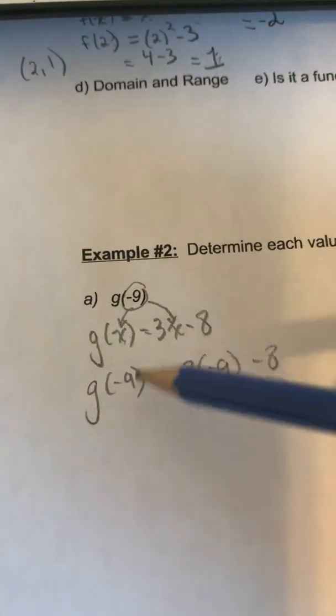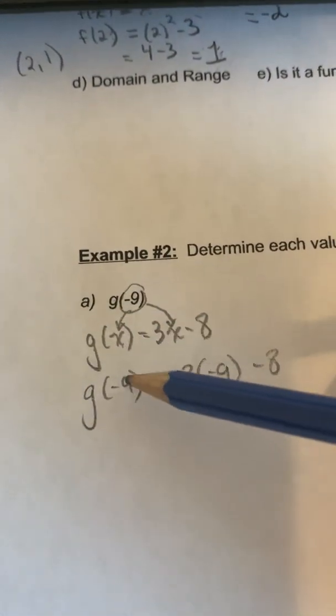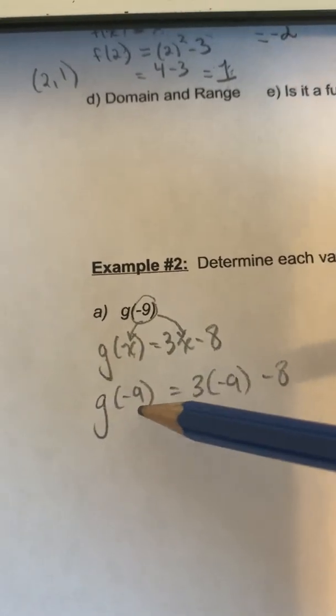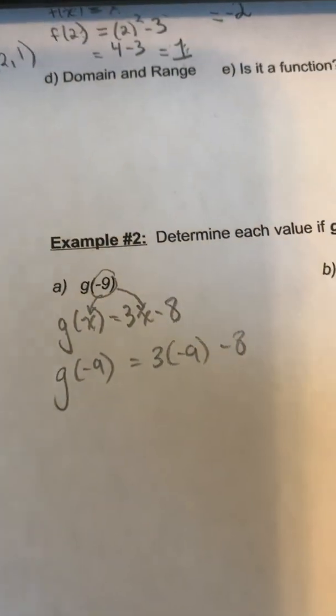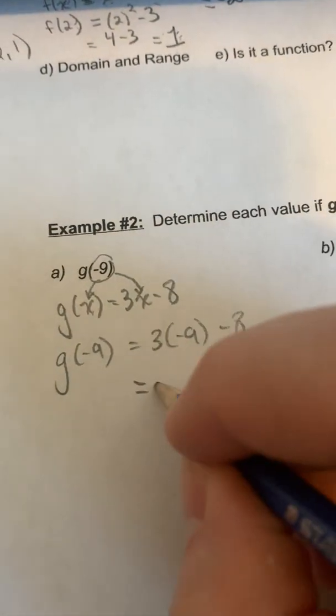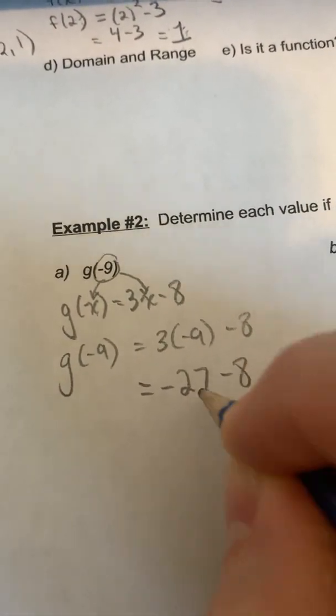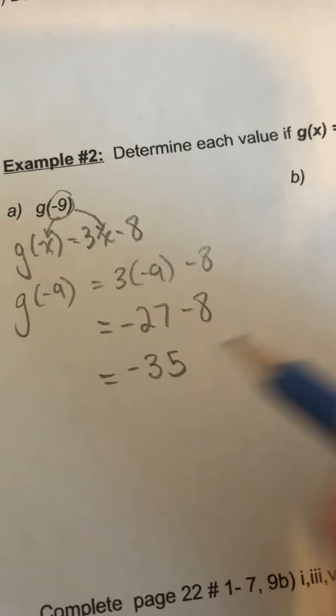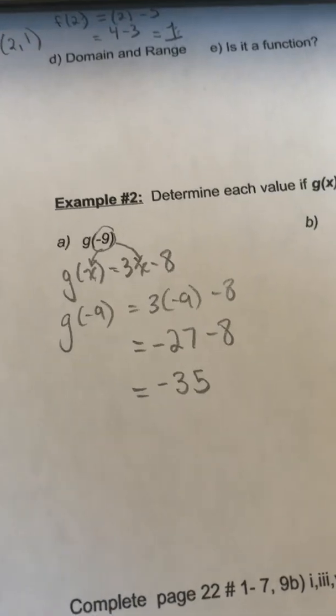Okay, you don't do anything with this side, by the way. Remember, this is the same as y. So this is just y. So they want to know what the y value is when x is negative 9. So we're just going to work with the right side. So 3 times negative 9, negative 27. Subtract another 8, gives me negative 35. Okay, and then that's it.